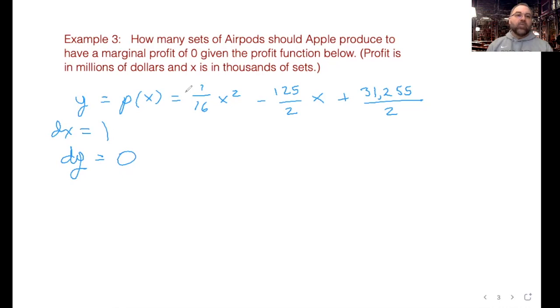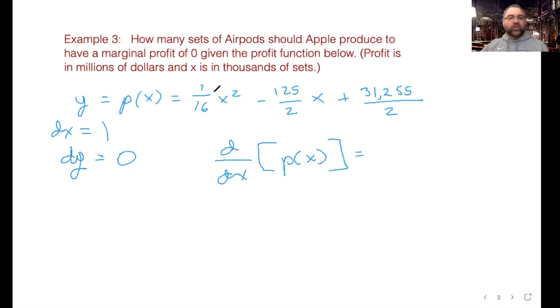So marginal profit is 0. That means if I add one more unit, if I sell one more set of AirPods, it doesn't do me any good. I've maxed my profit out. Well, so let's just find the derivative with respect to x of our profit function.